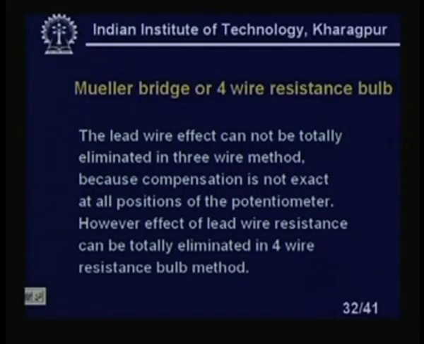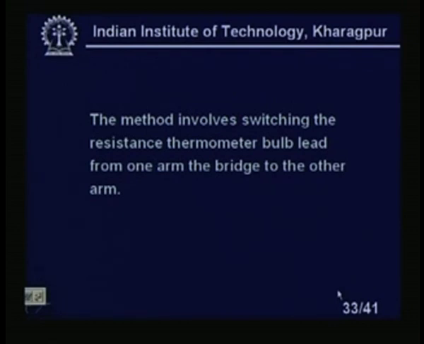The lead wire effect cannot be totally eliminated in a 3-wire method because the compensation is not exact at all positions of the potentiometer. However, the effect of lead wire resistance can be totally eliminated in the 4-wire resistance bulb method. Let us look at the method. It involves switching the resistance thermometer bulb leads from one arm of the bridge to the other arm of the bridge. We will see how it can be done.